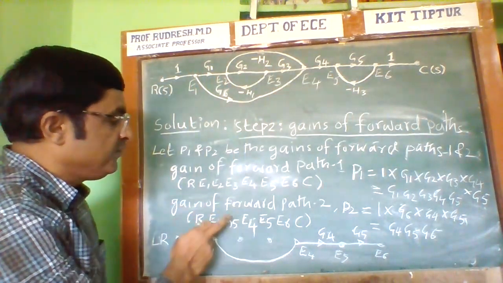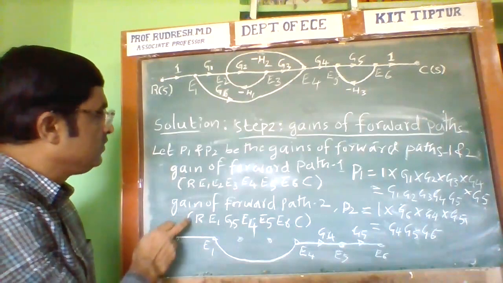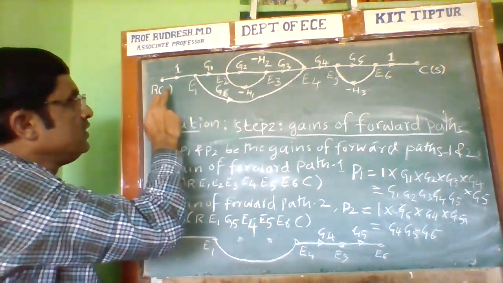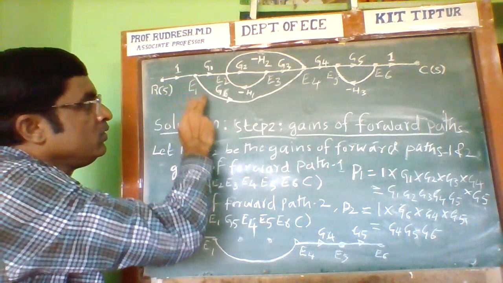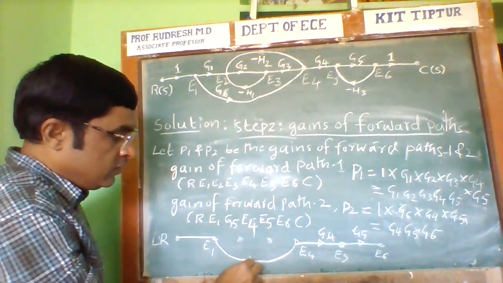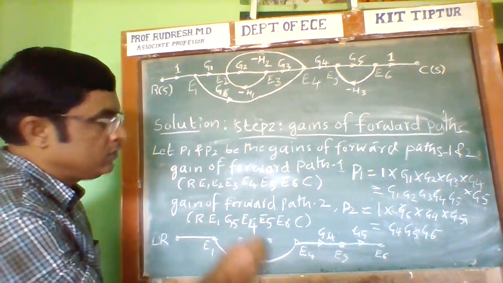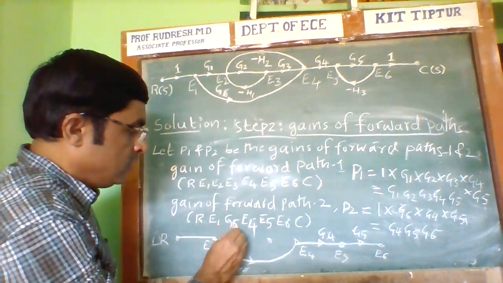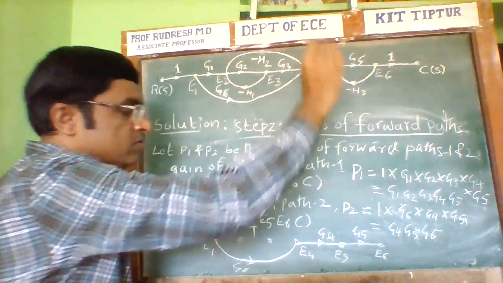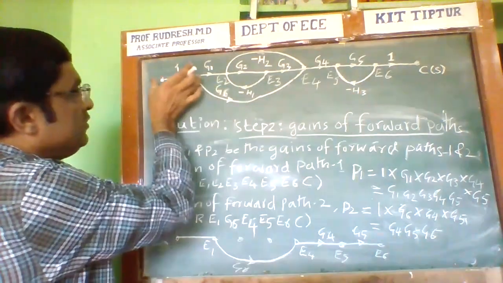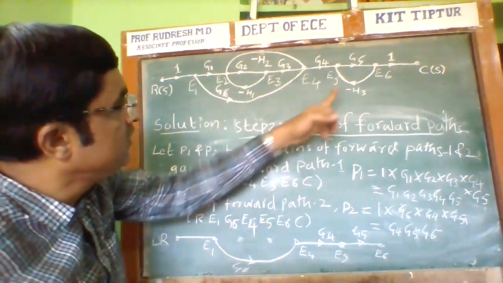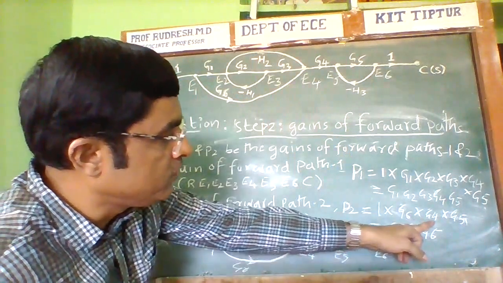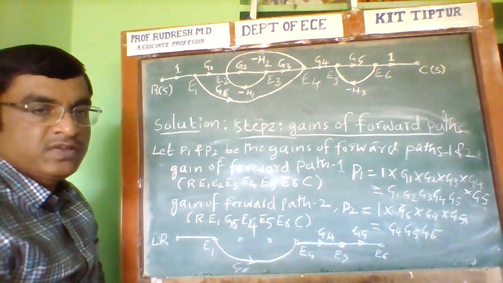Similarly, for the gain of the second forward path, it starts from the input node and ends at the output node without crossing any node more than once. Therefore, it starts from the R node and goes to the E1 node via G6. This is the second forward path. I have drawn the diagram also. This is the second forward path via G6, E4, E5, E6. These are the gains. We need to multiply 1 into G6 into G4 into G5. That is the gain of the second forward path.